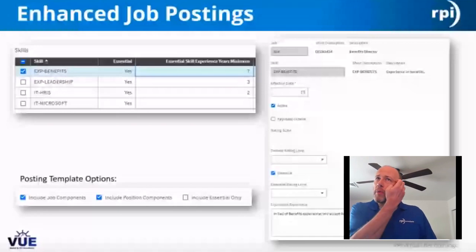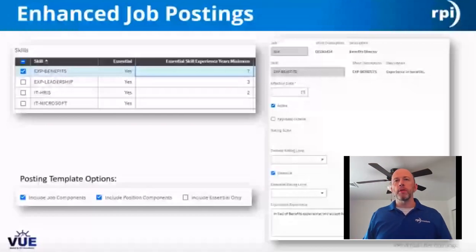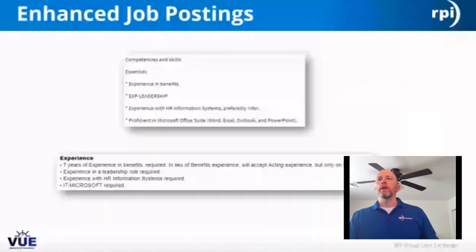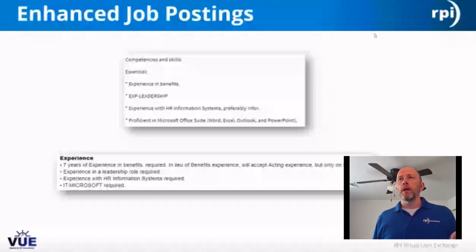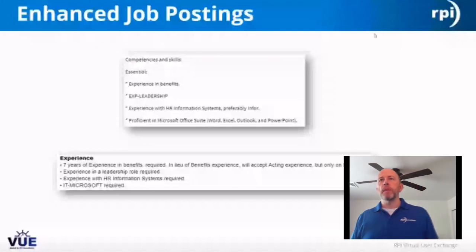So here I have an example of a particular job that has 4 skills listed. When you're creating your job posting template, you have the option to include components from the job, include components from the position. And in the job posting, it just matches it. So the top screenshot here is what happens automatically out of the box with the delivered. And it's nice and it gives that basic information.